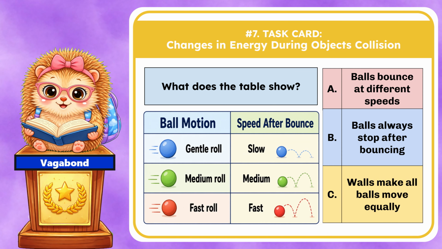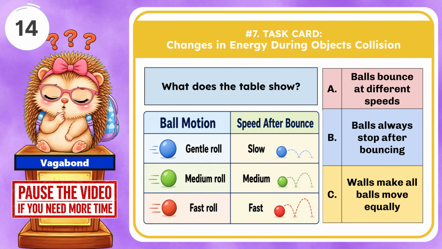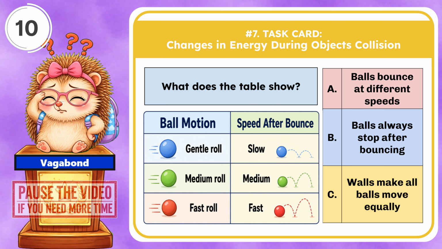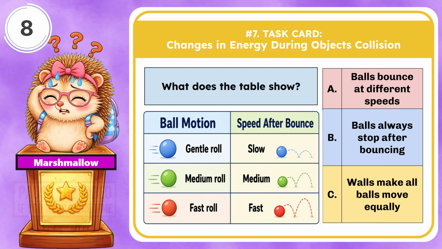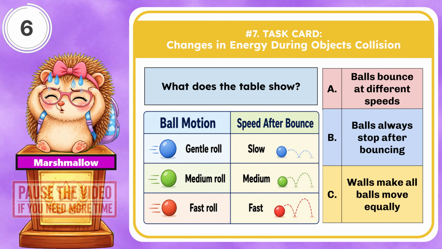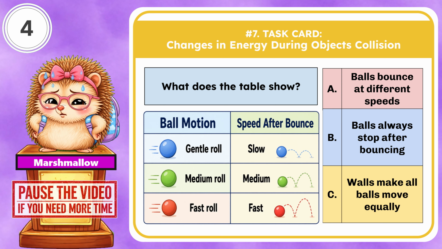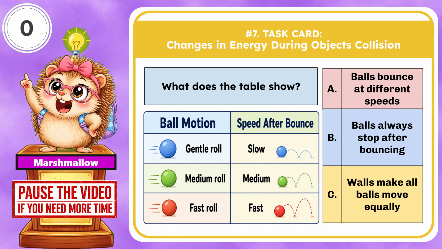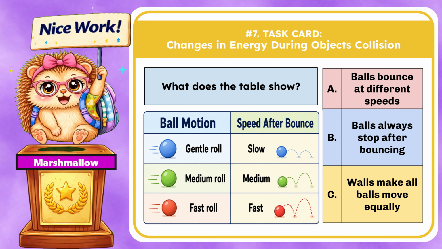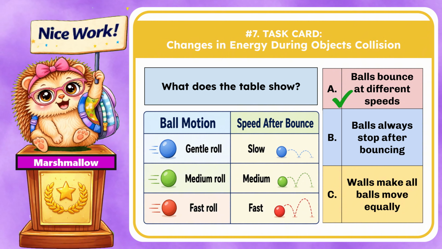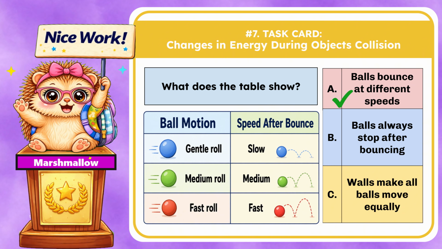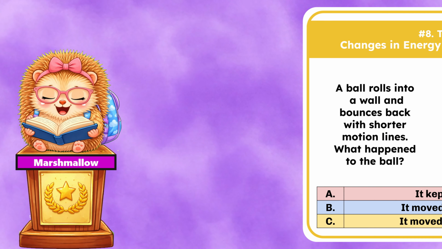What does the table show? And the correct answer is letter A. Balls bounce at different speeds.